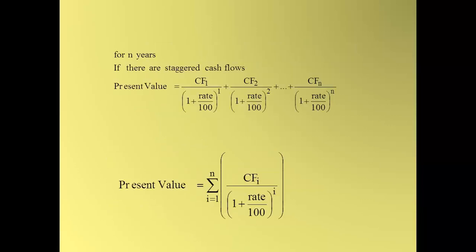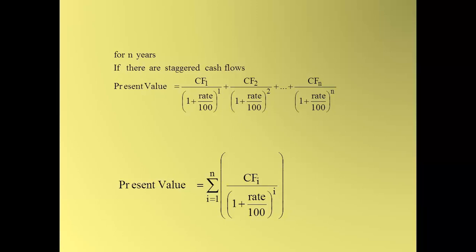Alright, now for n years, if we received n different cash flows, the first cash flow that we receive after 1 year is CF1 divided by 1 plus rate. Now that's the present value of the first cash flow. So these are n present values. We could say there are potentially n present values, one for each cash flow. When we add up these n present values, we get a single number, and that's the present value of all of these n cash flows.